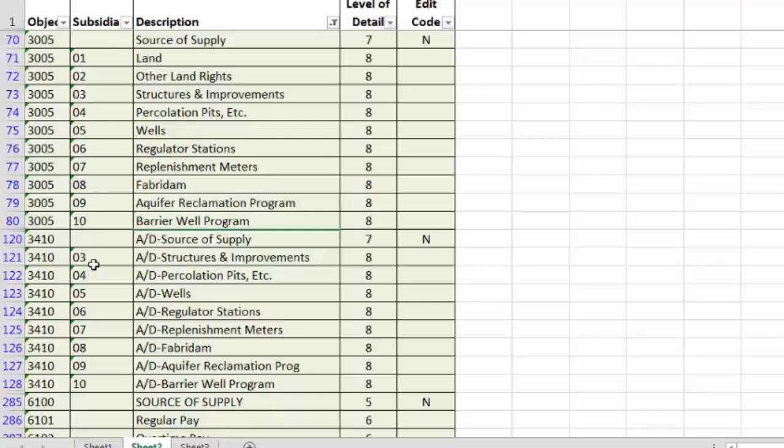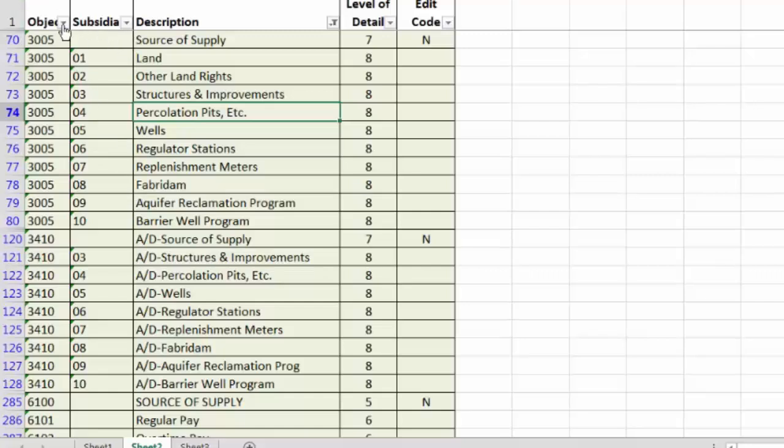You'll notice, though, that down here in our accumulated depreciation, land and other land rights, 01 and 02 respectively, do not appear in accumulated depreciation. Land does not depreciate. So rather than starting here with 01 again and really confusing people, we started with 03. So that structures and improvements is 03 here and 03 here. Percolation pits, 04, 04, etc.